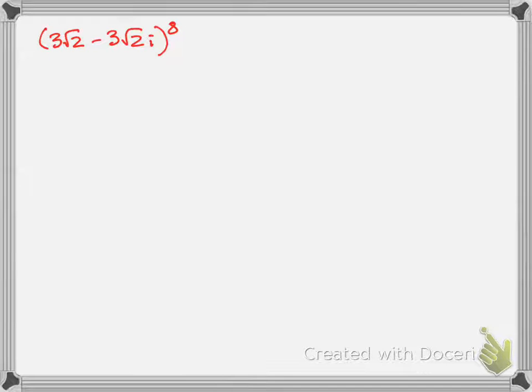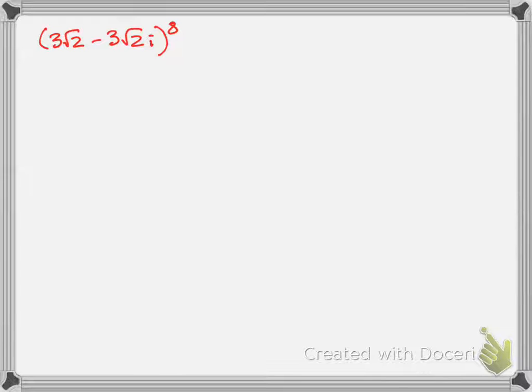Here's a problem from 11.5. You have to find the following power: 3 square root of 2 minus 3 square root of 2i, raised to the 8th power, and write the answer in rectangular form. Do not use a calculator.